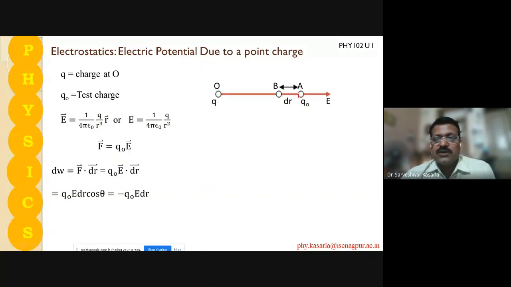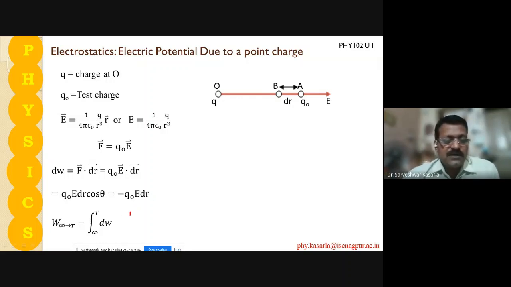Actually the displacement is in this direction and intensity is in this direction, so there is a 180-degree angle. Therefore cos 180 degree is equal to minus 1, so q0 E dr cos theta will be equal to minus q0 E dr.